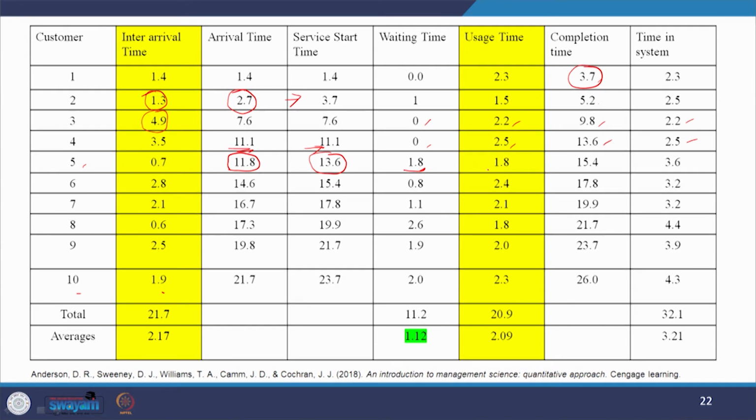He will use it for 1.8 minutes, so he will come out of the ATM at 15.4 minutes. How much time is he spending in the system? 15.4 minus arrival time, that is 3.6.